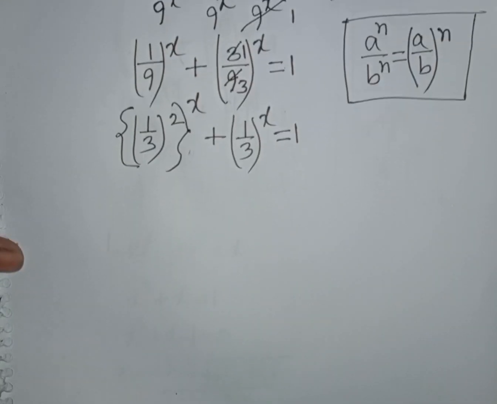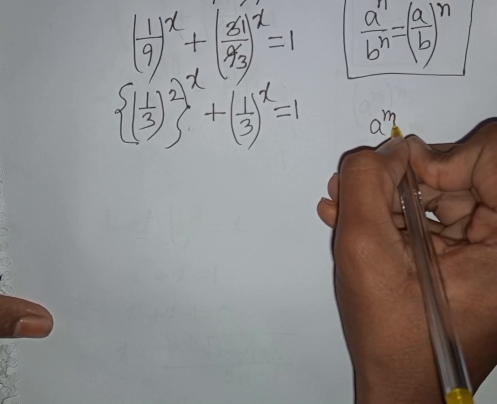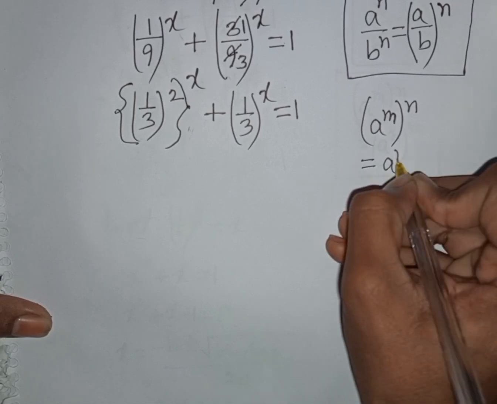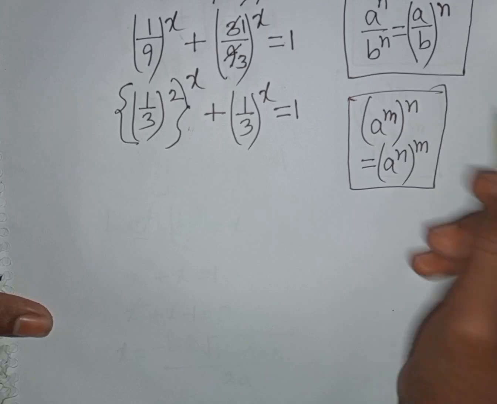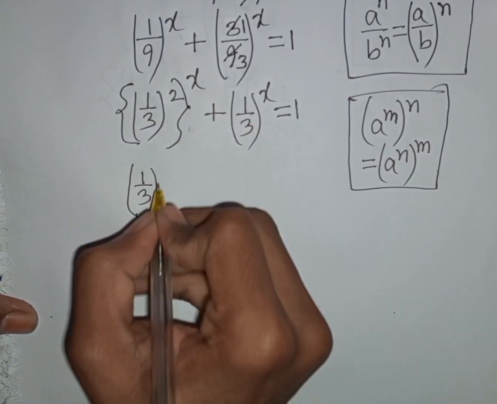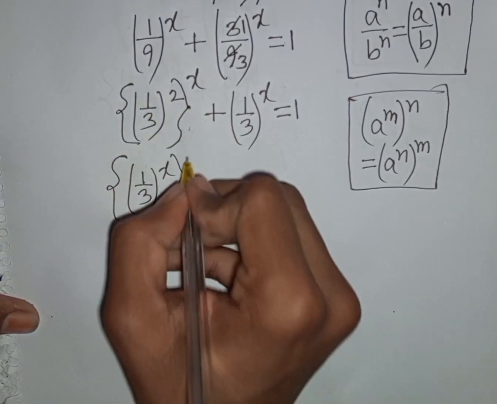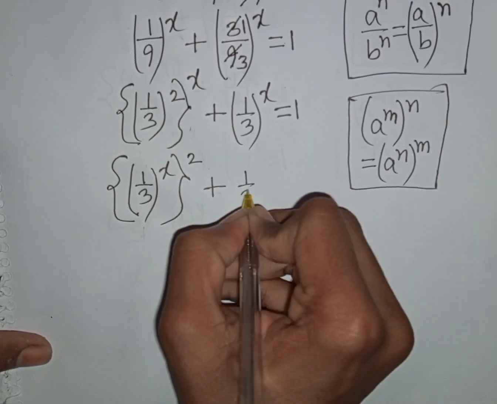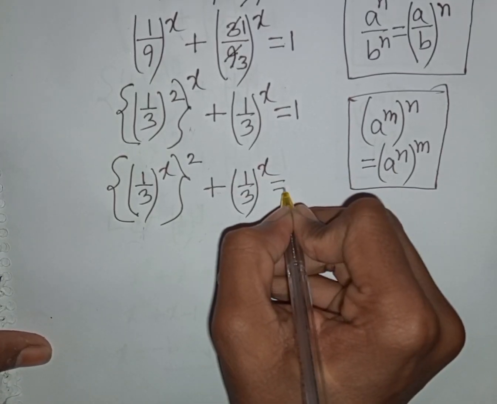Now here you can apply this exponential rule that a power m bracket power n is equal to a power n bracket power m. So according to this rule we can write here 1 by 3 bracket power x, then second bracket power of 2, then plus 1 by 3 bracket power x is equal to 1.